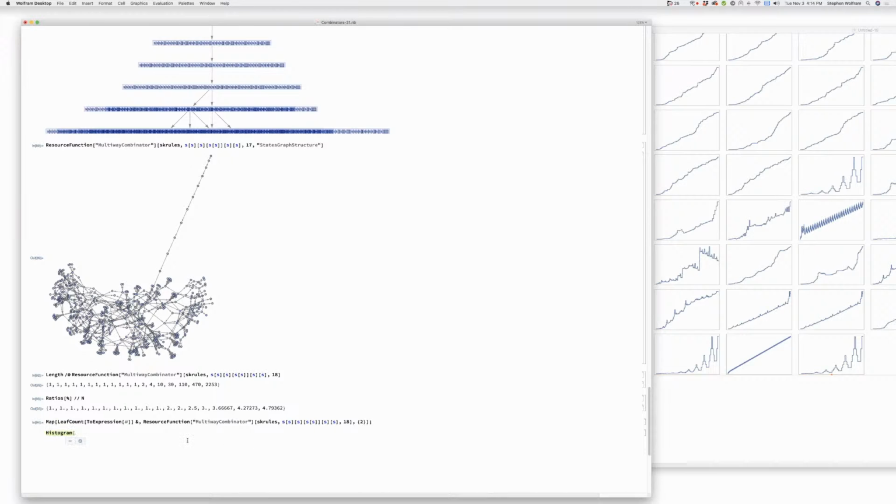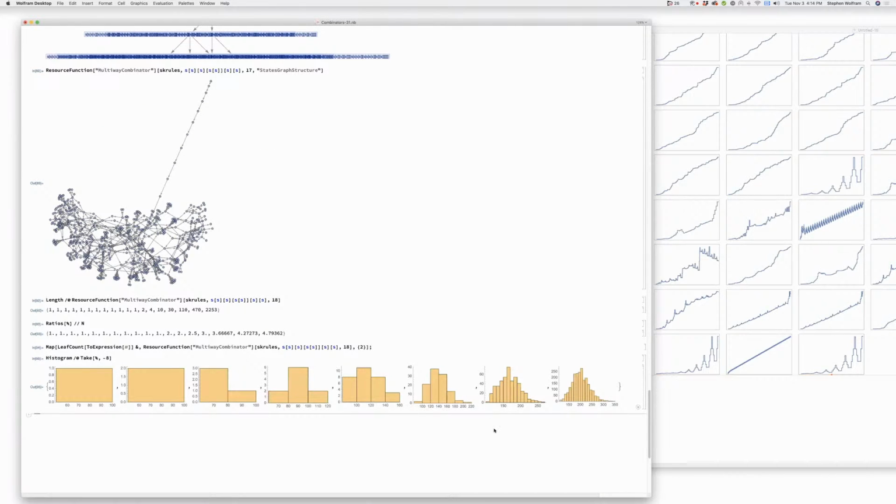It's got to be very interesting for the first few steps there. So let's just go, well, it's 1, 2, 3, 4, 5, 6, 7, 8. Let's say take that -8, and let's map histogram over that. And okay, there we go. Okay, so this is showing the distribution of lengths of objects that we get, distribution of sizes of objects. So what this is saying is that by step 18, the typical object is of length 300 or something.